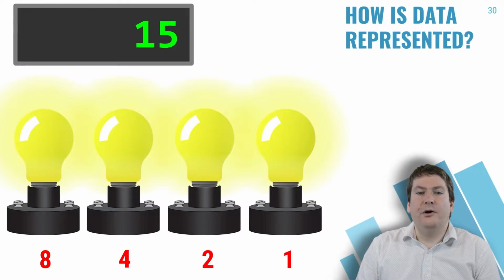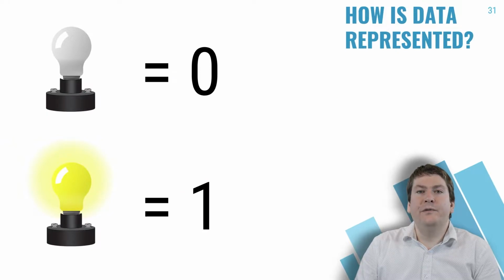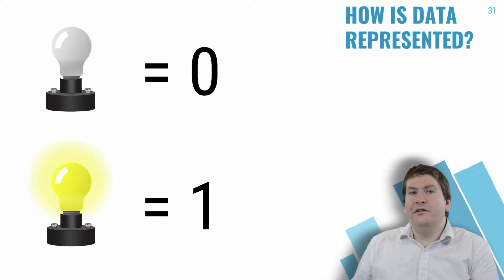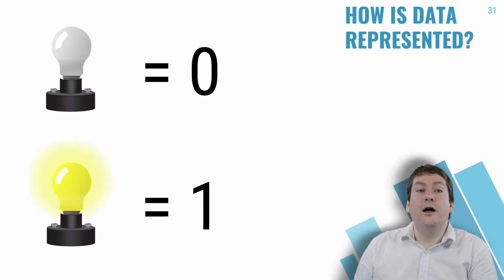Instead, we usually talk about it in something called binary, which is a different base system that sort of stores numbers as only zeros and ones. So the way we think of this is we can say if the light is off, it's a 0. If the light is on, then it's a 1.